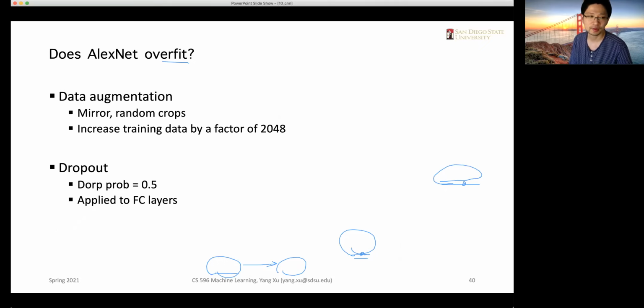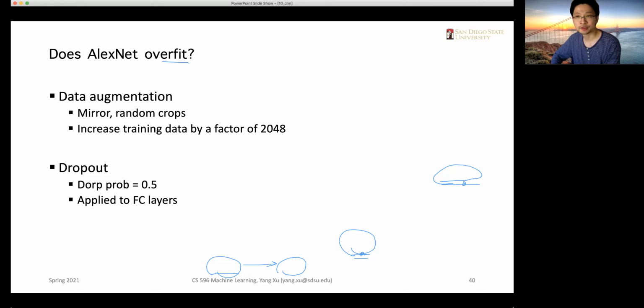As I mentioned in the previous slide, how do we overcome the overfitting issue? What the authors applied is a lot of data augmentation: creating different versions of the same image by mirroring it and random cropping. Basically they increased the dataset by a factor of 2,000, which is a lot of data generated. And they also used dropout.